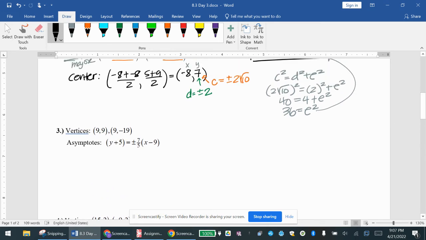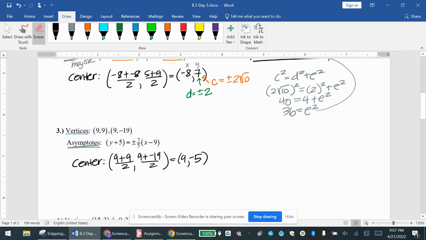Okay, so for the next one, we're going to start off the same way. Find the center. You can actually do it two different ways here. You can find the average of the x's, divide by 2, and the average of the y's, divide by 2. Or for the asymptotes, they would always give you the center within the equation, so you can read it from there, that it's 9 comma negative 5. So you've got two ways that you can find the center, by looking at the point slope formula or find the average or the midpoint of the two vertices.